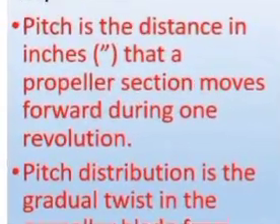Propeller pitch is a distance in inches that the propeller section moves forward during one revolution. So you realize that because the propeller has been tilted at an angle and it produces thrust, when it makes one complete revolution, it must move the aircraft by Newton's third law of motion. It must move it a distance. So one complete revolution moves the aircraft a certain distance. That is what we call a pitch.